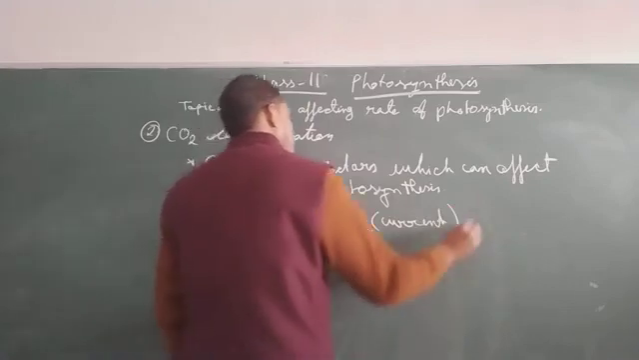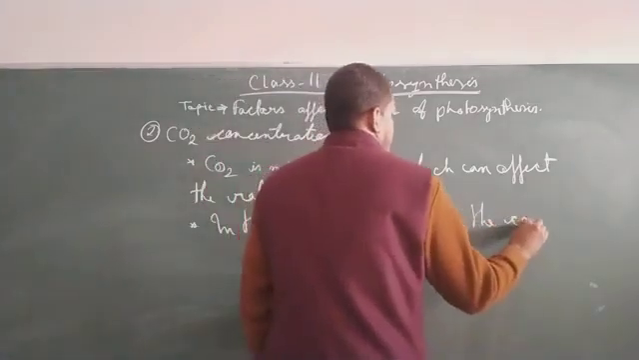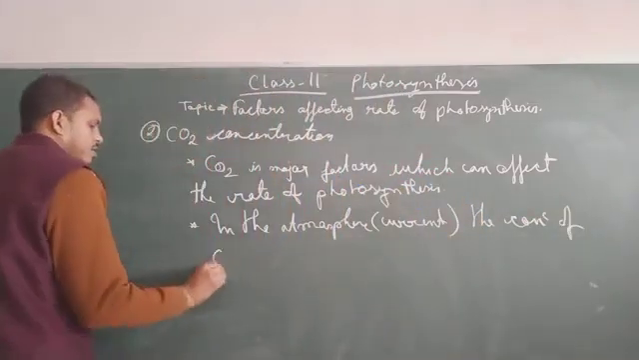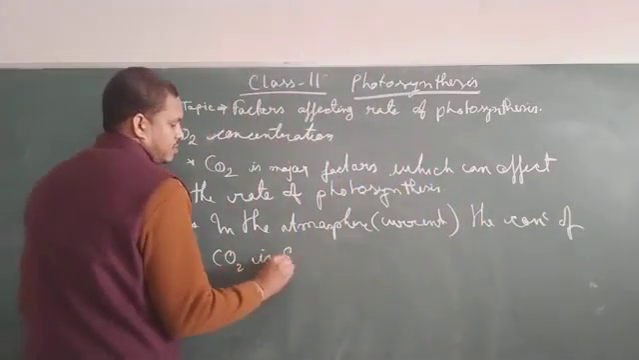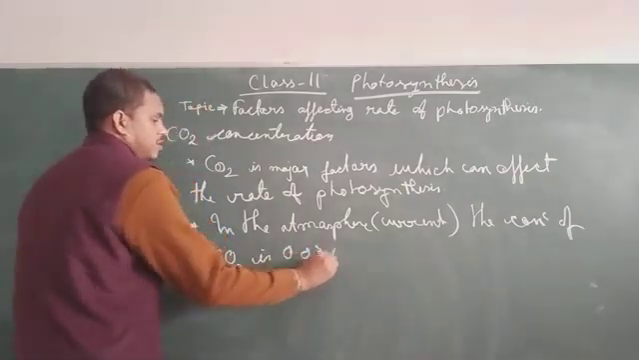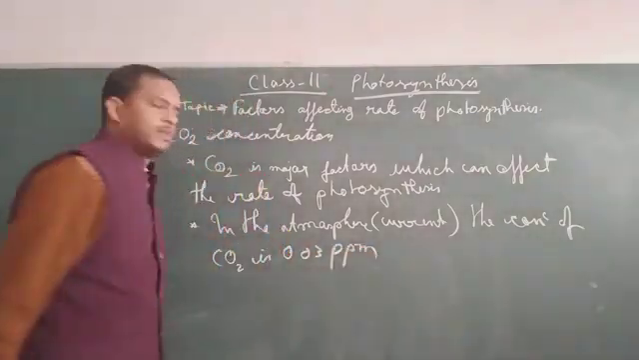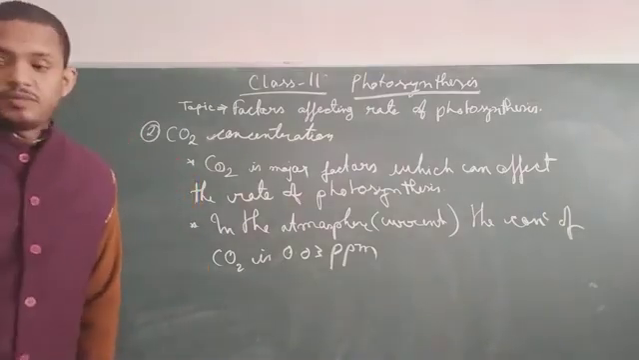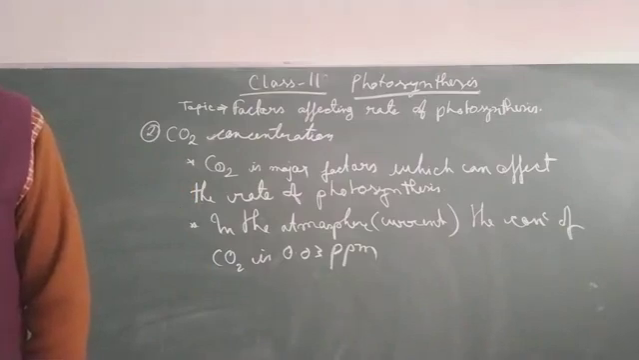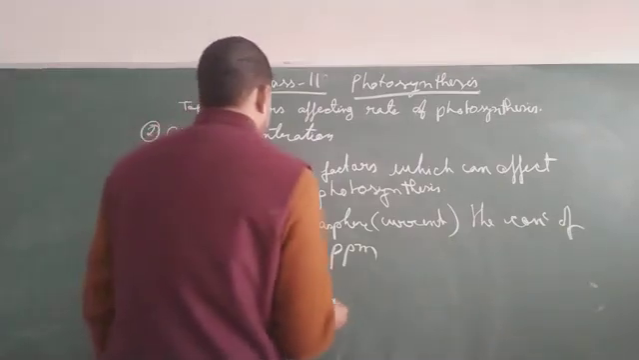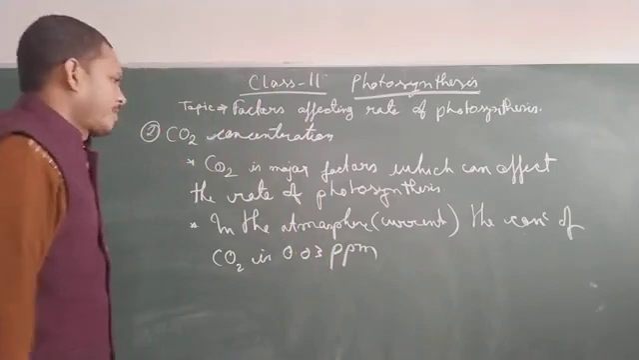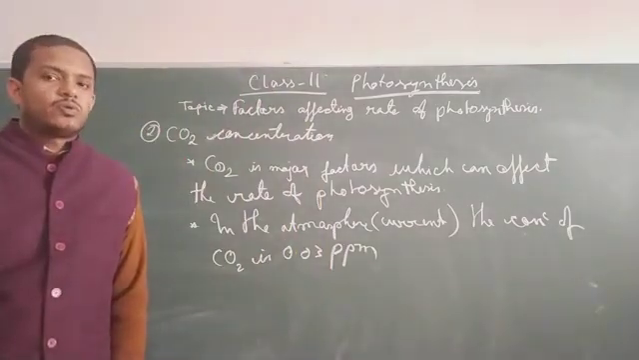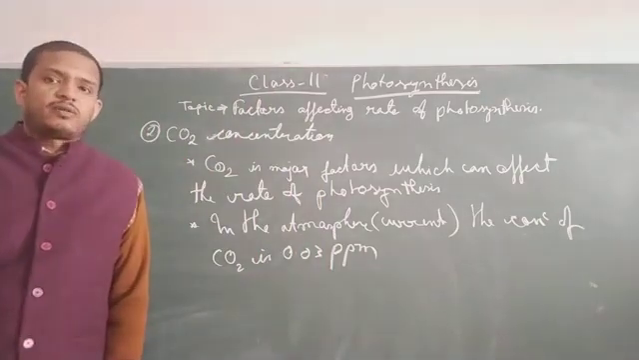in the atmosphere, the concentration of CO2, that is carbon dioxide, is 0.03 percent, also expressed as parts per million. So the percentage of carbon dioxide is very low, so it acts as a limiting factor.